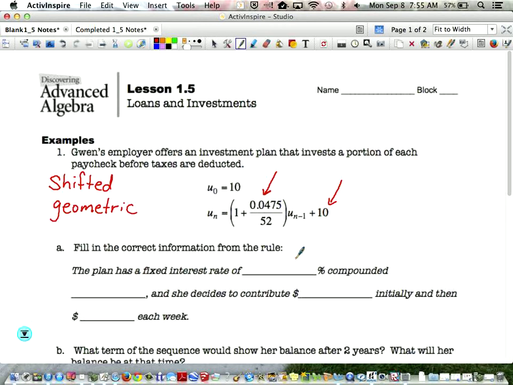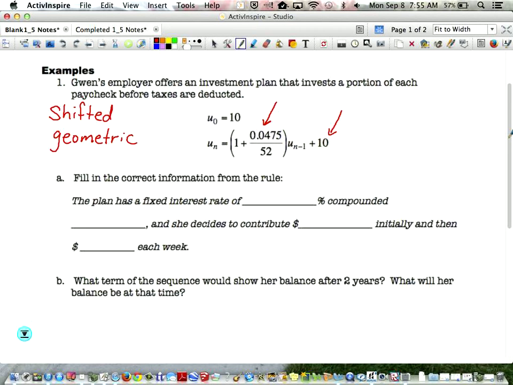So I just want you to partner up if you'd like, or go ahead and fill in some of these blanks. But Gwen's employer offers an investment plan that invests a portion of each paycheck before taxes are deducted. So the situation is, this is an investment plan, recursive formula. So just read this little blurb here and see if you can figure out what's happening with that shifted geometric as far as the questions are asking here. Just see if you can fill it in quickly.